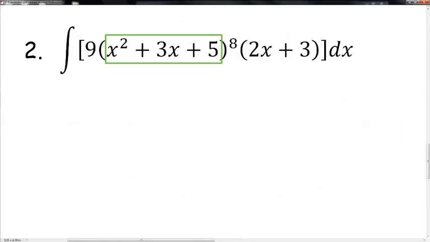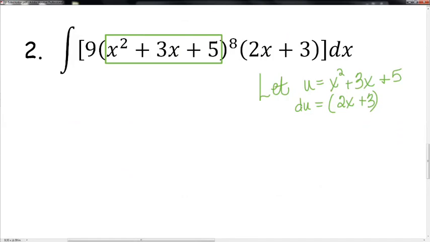So let's go ahead and let u equal x squared plus 3x plus 5. And so now we're going to take the derivative of both sides. So the derivative of u is du. The derivative of my polynomial is going to be 2x plus 3. I hope you see that right next to the dx. And then I'm going to multiply that by dx.